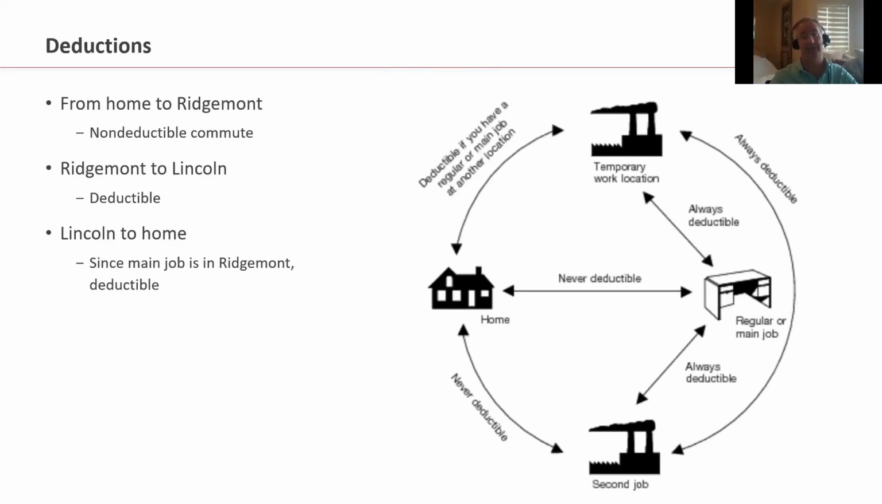Now let's change this slightly and say that Mr. Hand actually has two jobs. He teaches half the day at Ridgemont and half the day at Lincoln. That makes Lincoln his second job. If you look at the chart to the right, you'll see that if you go from home to your first job, not a deductible commute. First job to second job, deductible. Second job to home, not deductible. That's considered a commute. So you can see that there can be some nuances in here and it can be difficult to follow, but you basically just have to follow the rules as they're written.